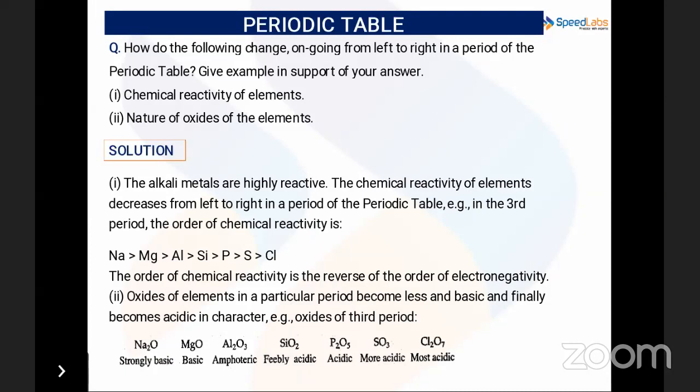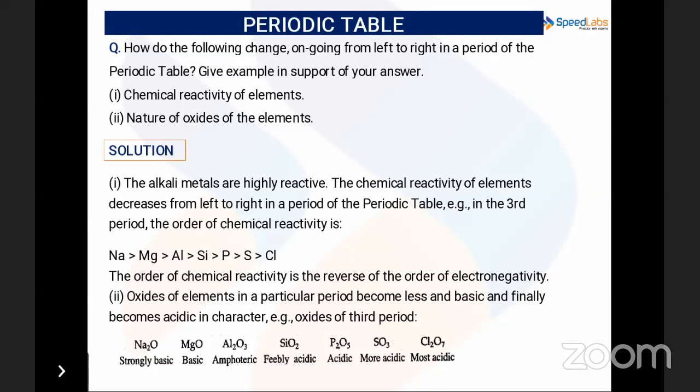Okay, now see SiO2, silicon dioxide, that is acidic, a bit acidic in nature. P2O5 is acidic, SO3 is more acidic, and Cl2O7 is most acidic. So what you can say? You can say here from left to right in the periodic table, the acidic nature increases and basic nature decreases. Or in reverse order, from right to left, basic nature increases and acidic nature decreases.